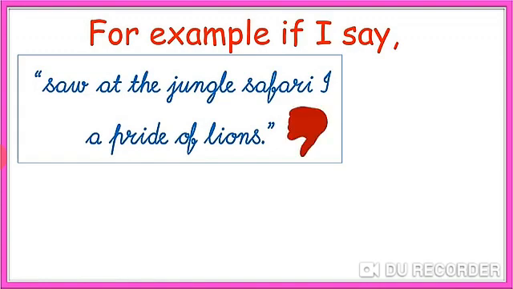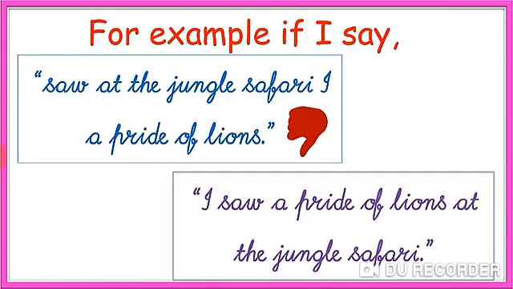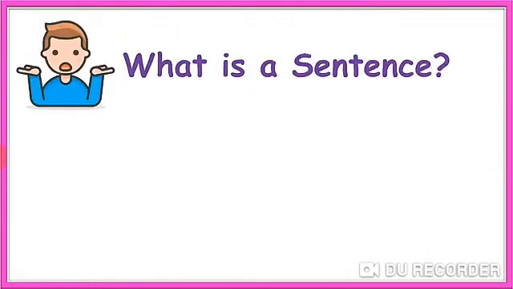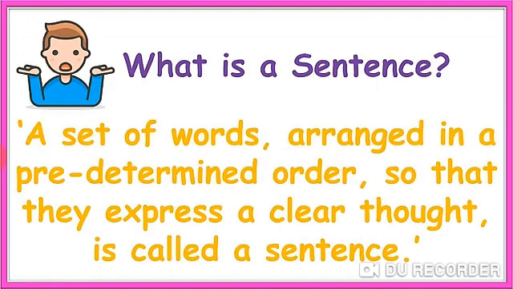Now, let's rearrange these words and see how it sounds. I saw a pride of lions at the jungle safari. Now, this group of words makes complete sense, so we will call it a sentence. Based on what we have learned, let's define a sentence. So, what is a sentence? A set of words arranged in a predetermined order so that they express a clear thought is called a sentence.